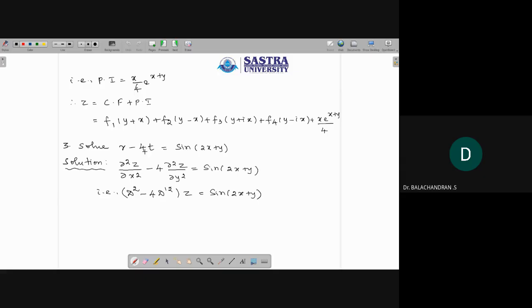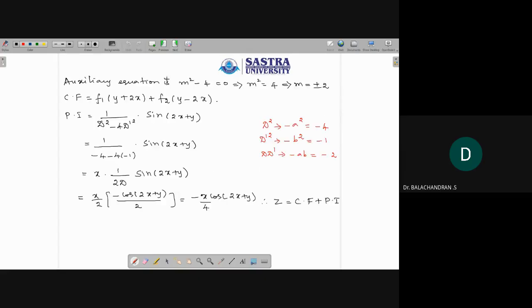So the next problem, solve r minus 4t equal to sine of 2x plus y. So you should know what is r and what is t. Okay, r is dou square z by dou x square and t is dou square z by dou y square, equal to sine of 2x plus y. This comes under type number 2. So before going to PI, first we will find the complementary function. So m square minus 4 equal to 0, so m equal to plus or minus 2. The roots are distinct, so f1 of y plus 2x and f2 of y minus 2x.